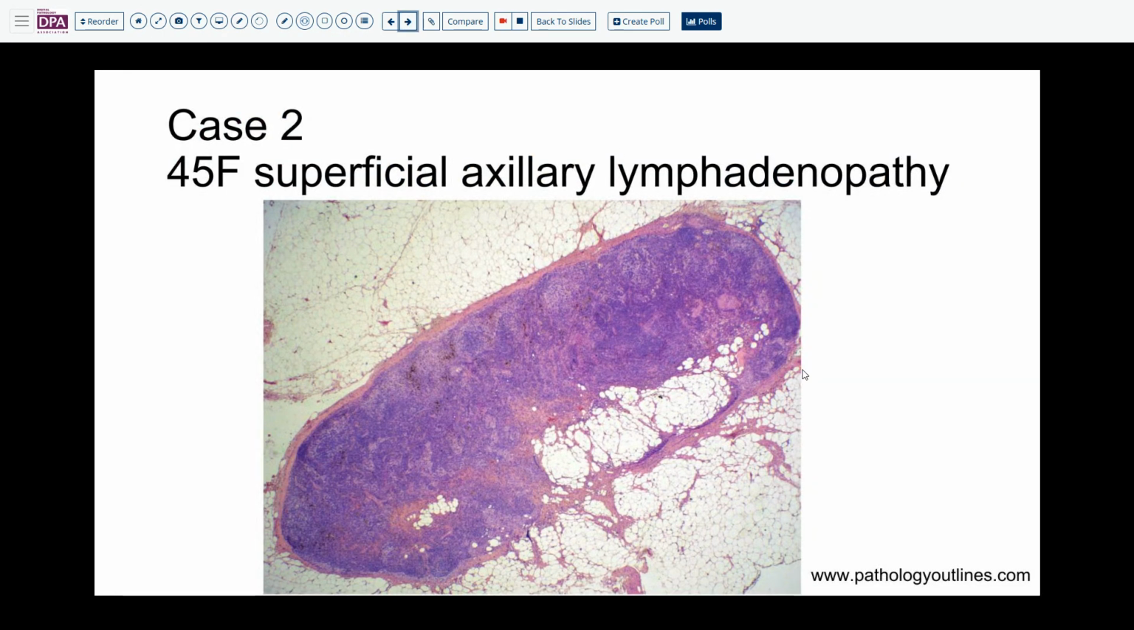Okay, let's go to the second case. Anyone want to try to tell me whether this is preserved or not, and what kind of pattern you can see?